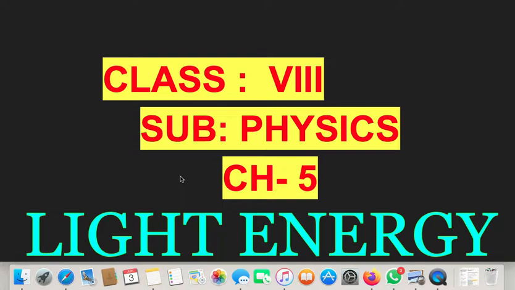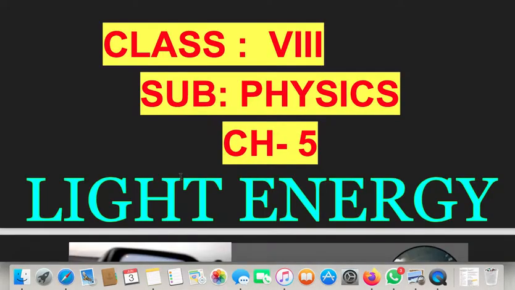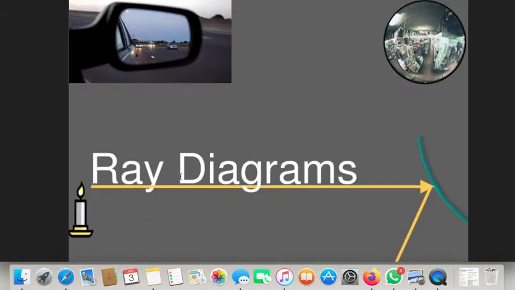So, students, let's start today's topic. Chapter 5, Light Energy, and we are going to continue with the ray diagrams of the same. See students, today's topic is basically the main ray diagrams related to convex and concave mirror.